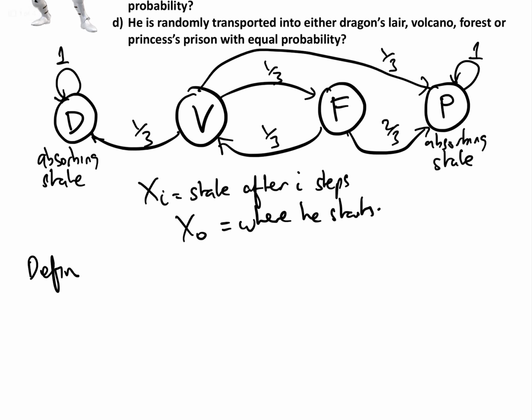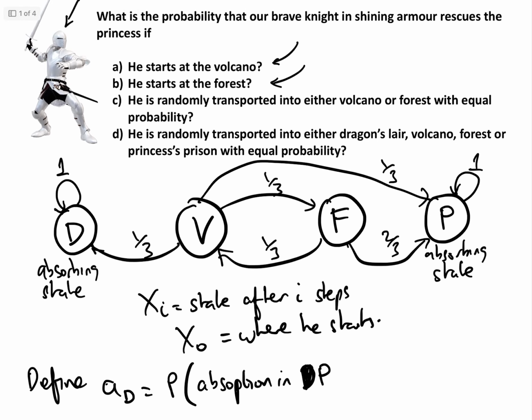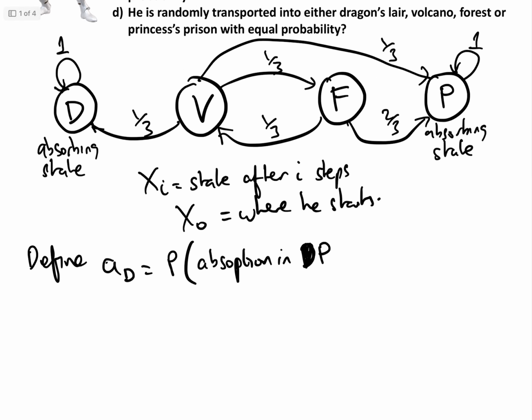Okay, and we need to also make some more definitions here. So we're going to define A_D as the probability of absorption into P, because we're looking at the chances of him rescuing the princess. So A_D is the probability of absorption into P, i.e. rescuing the princess, given that X_0 = D, i.e. he starts inside the dragon's stomach. Well, clearly A_D is 0. If he's already in the dragon's stomach, then he's got absolutely no chance of rescuing the princess, so that's nice and easy.